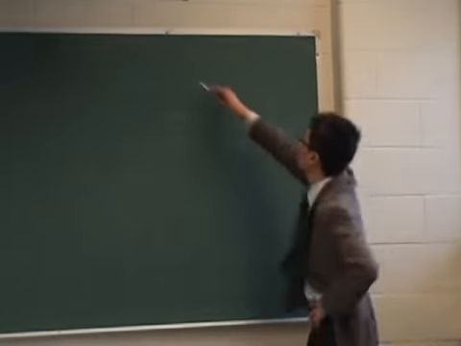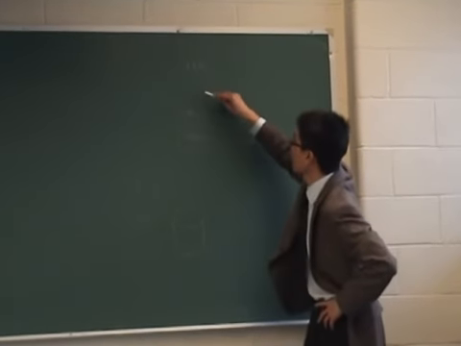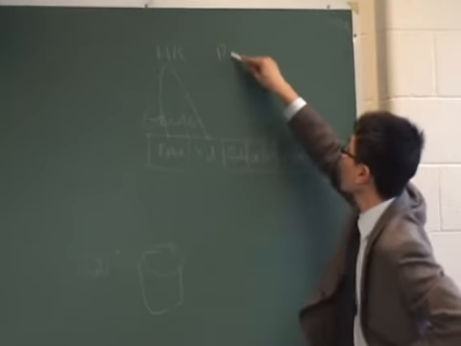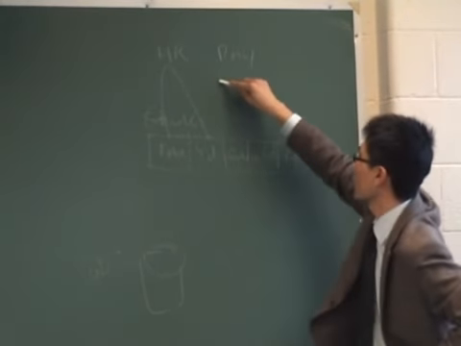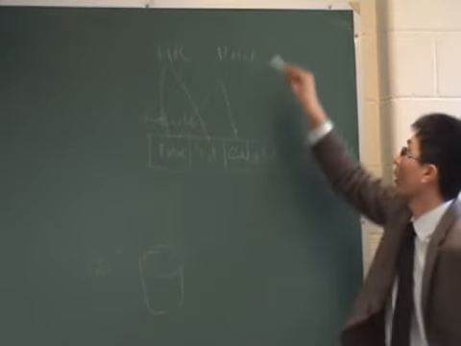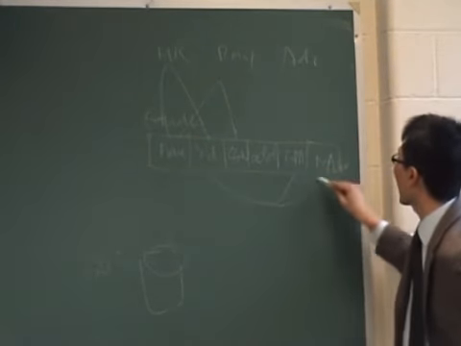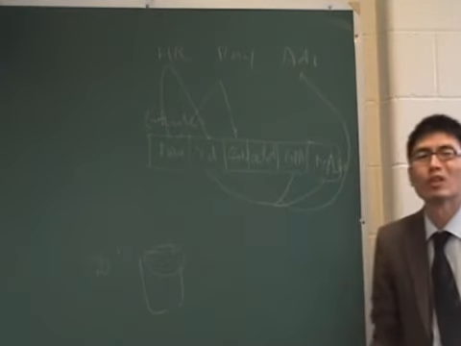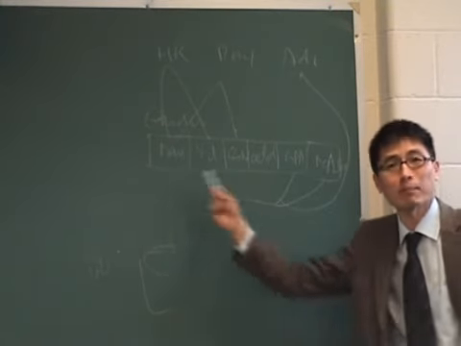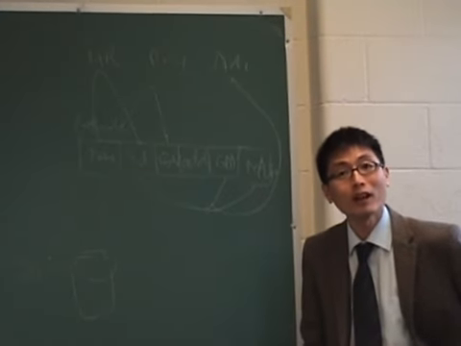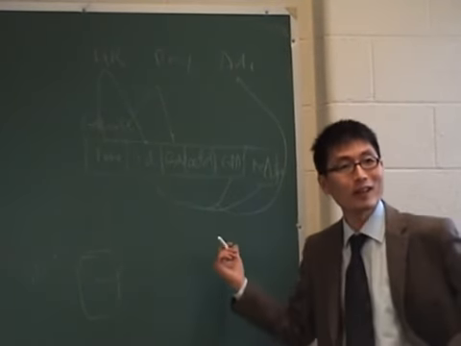HR department would like to access name and ID. Payroll department would like to access name and social security number. Advisor would like to access ID and GPA and major. We need to create them separately. We can do that, but it will be very, very complicated.